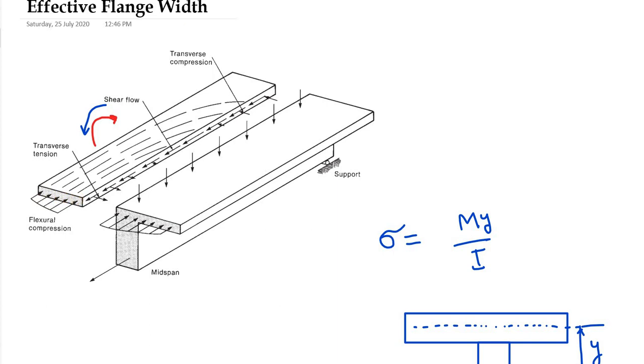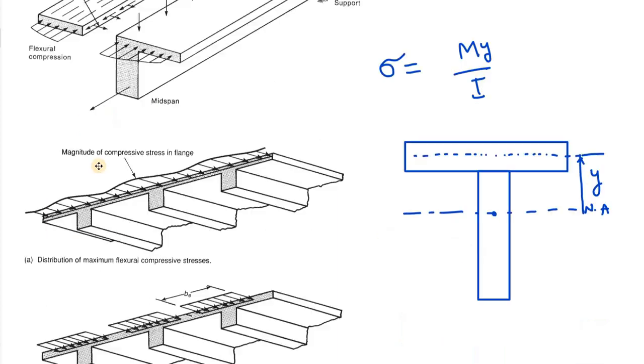So this concept, I wanted to revise, because this is how the same concept applies when we're considering T-beams. This is how the actual stresses are distributed on the flange of the beams, on the slab actually. Higher stresses near the web, and as you go away from the web, it decreases. But this makes the calculation a bit difficult and lengthy if you consider the actual distribution of stresses on the flanges.